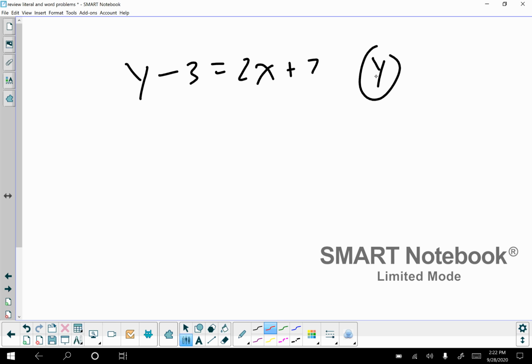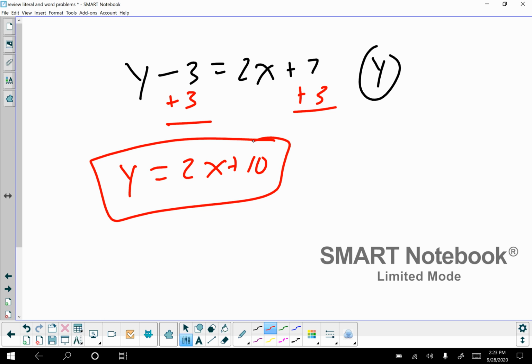And this one we want to solve for y. So it looks like I just need to add 3 to both sides. So I get y equals 2x plus 10. Done.